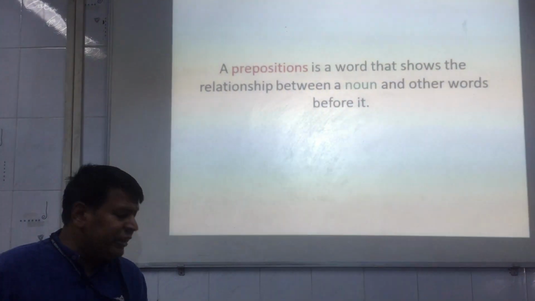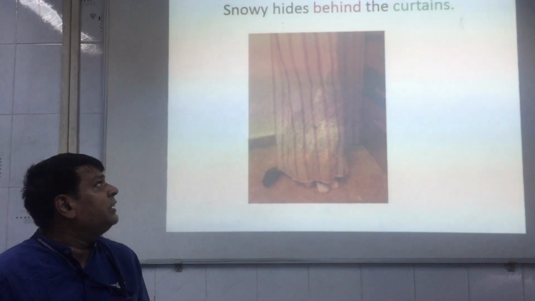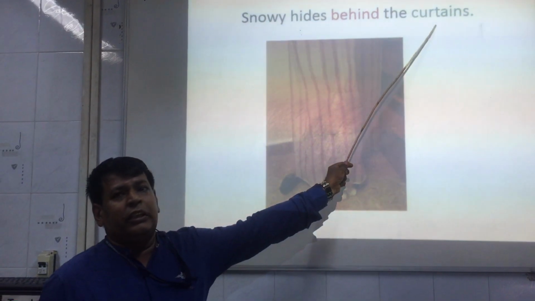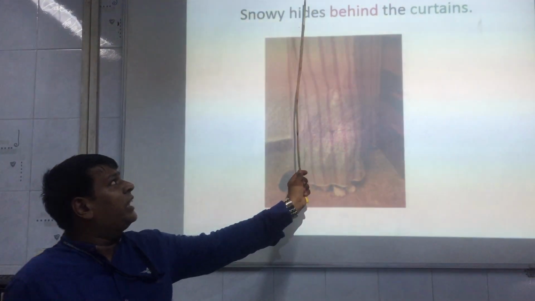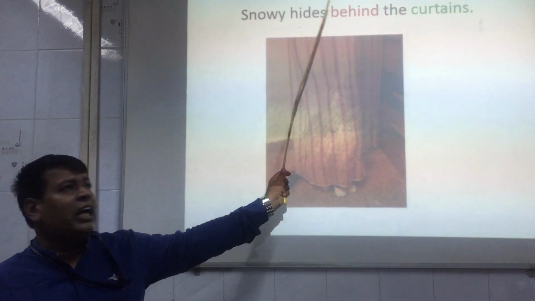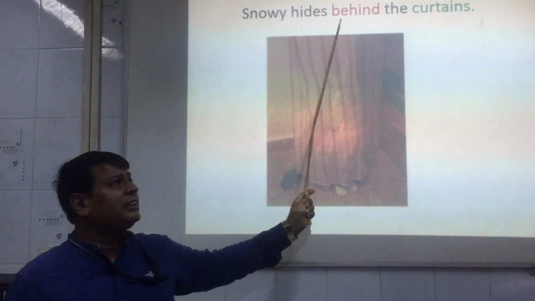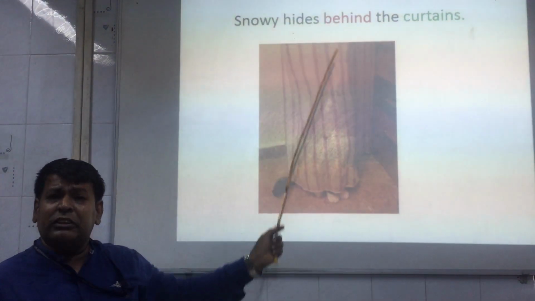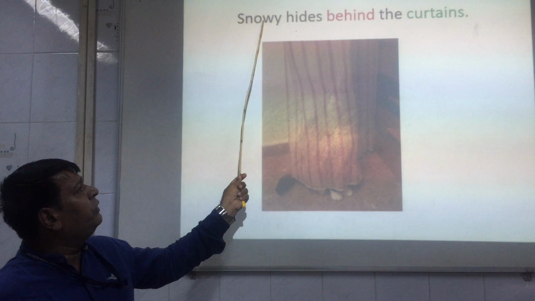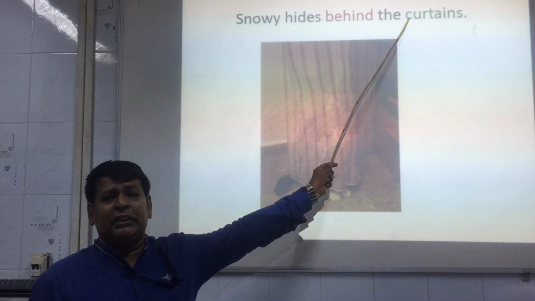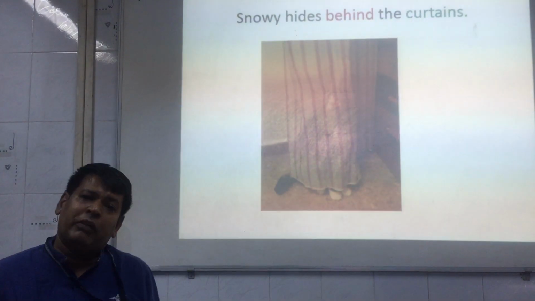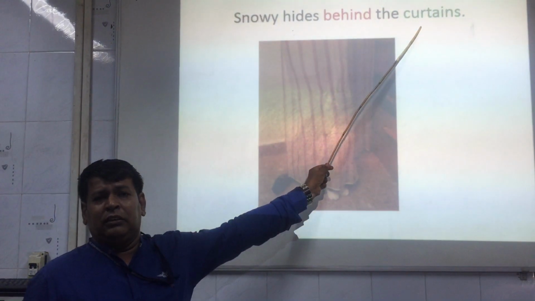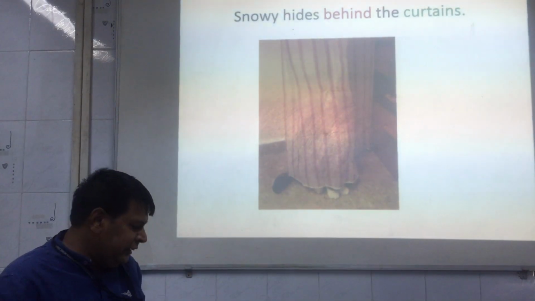Now let's understand better with the examples. Just see the example over here. Snowy hides behind the curtains. Now, where did the Snowy hide? Yes, Snowy hides behind the curtains. Now, this behind, which is in red color, is a preposition that shows the relationship between the Snowy and the curtains. That means preposition is always followed by a noun. That is, behind is always followed by the curtains. Did you all understand? See the next example now.